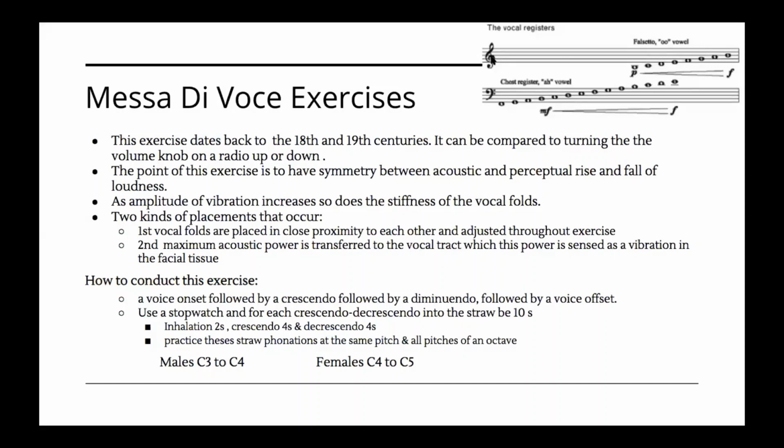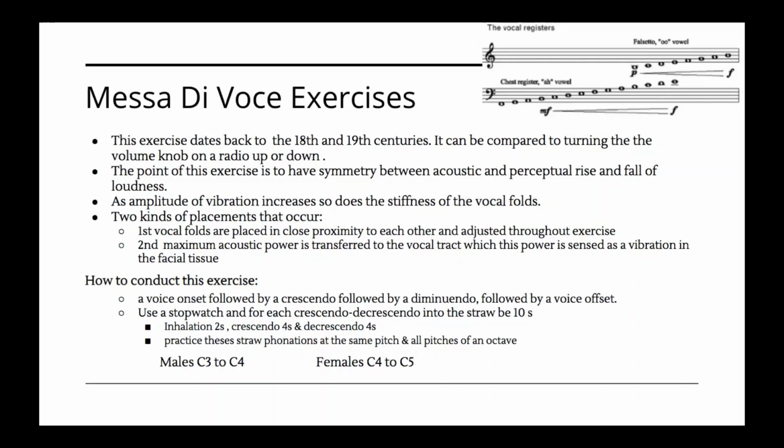Another exercise is messa di voce exercises. This exercise dates back to the 18th and 19th centuries. It can be compared to turning the volume knob on a radio up or down. The point of this exercise is to have symmetry between acoustic and perceptual rise and fall of loudness. Physiologically, underneath it can't be symmetric because of unidirectional airflow and lung volume change.